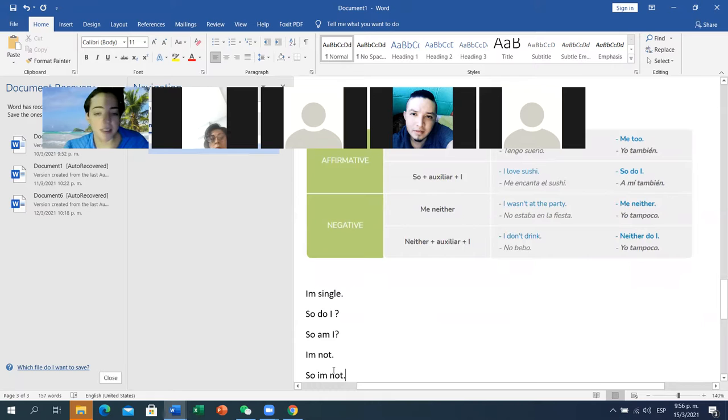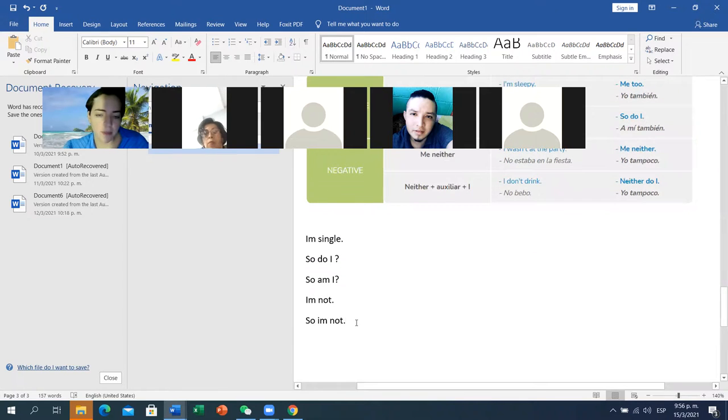But if it says negative, I'm not single, okay? Aquí como es negativo, I'm not single, okay. Me neither, yo tampoco. No pueden hacer esto. So I'm not, tanto no sí, ¿verdad? Okay. Okay, me neither. I'm not single.